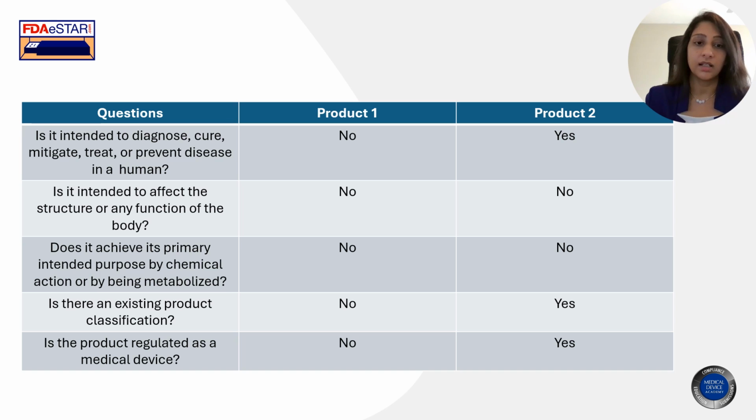Second question, is it intended to affect the structure or any function of the body? Both of the products will be no. Does this achieve its primary intended purpose by chemical action or by being metabolized? Again, both of the answers will be no, because both are software. Is there an existing product classification? Yes, for product number 2, as we just saw on the previous slide. Is the product regulated as a medical device? Yes, we just saw that product number 2 was classified as class 2 in the FDA's classification database.